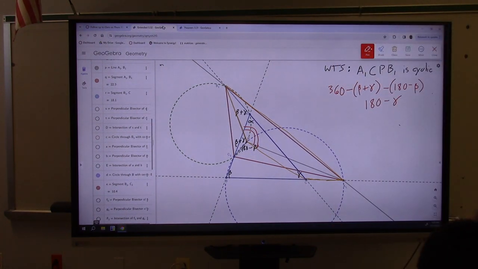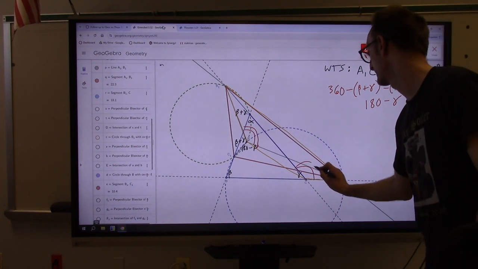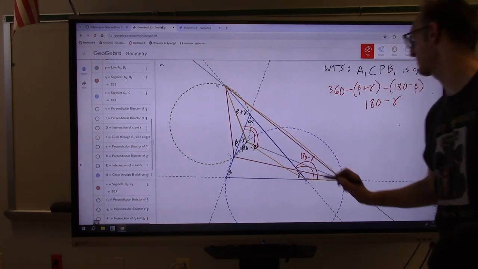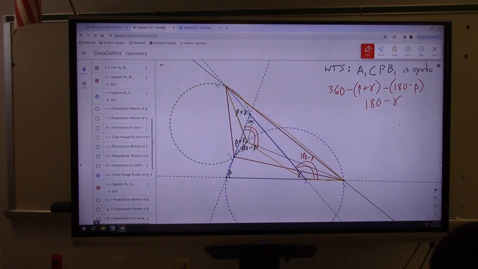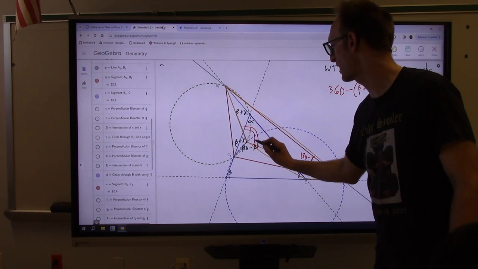Yes, because angle B1CA1 also describes the same arc. If you draw the circumcircle around the quad A1CPB1, the quad you're trying to show is cyclic. You basically showed that the red angle is the same as the exterior angle at C, which is supplementary to gamma, 180 minus gamma. So these two red angles are equal.